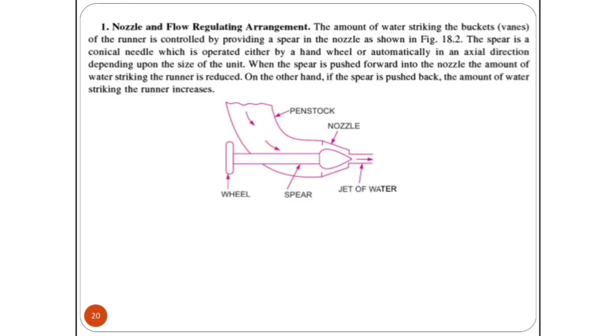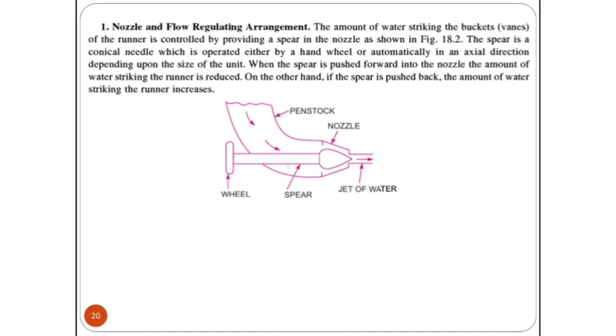So let us go with the first part, that is the nozzle and flow regulating arrangement. The amount of water striking the bucket or vane of the runner is controlled by providing a spear in the nozzle as shown in the figure. The spear is conical in shape, which is operated either by hand wheel or automatically in an axial direction depending upon the size of the unit. When the spear is pushed forward into the nozzle, the amount of water striking the runner is reduced. On the other hand, when the spear is pushed back, the amount of water striking the runner increases.